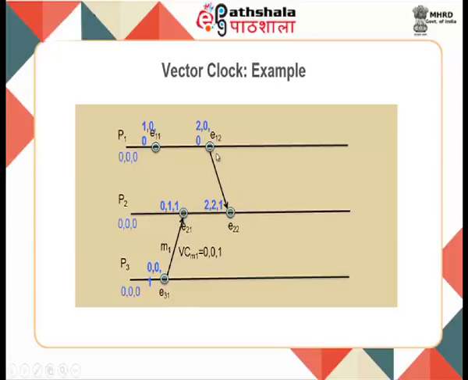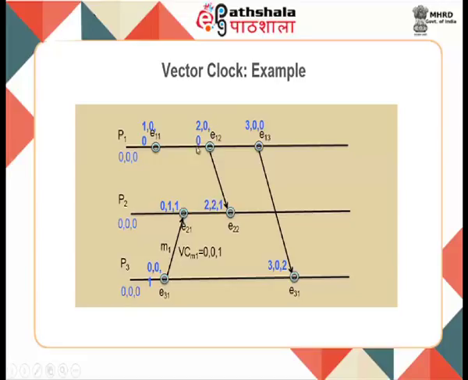Similarly, if we see that this is 2 0 0, the vector clock is 2 0 0. So, the timestamp will be 2 0 0, and this will be 0 0 2 1. So, it will be 0 2 1.